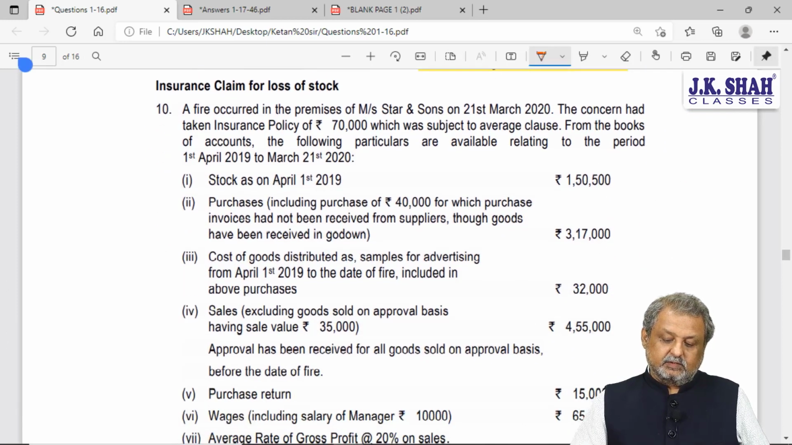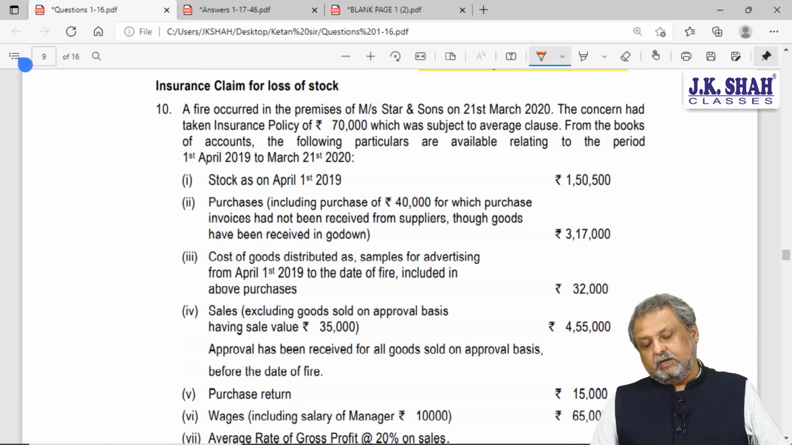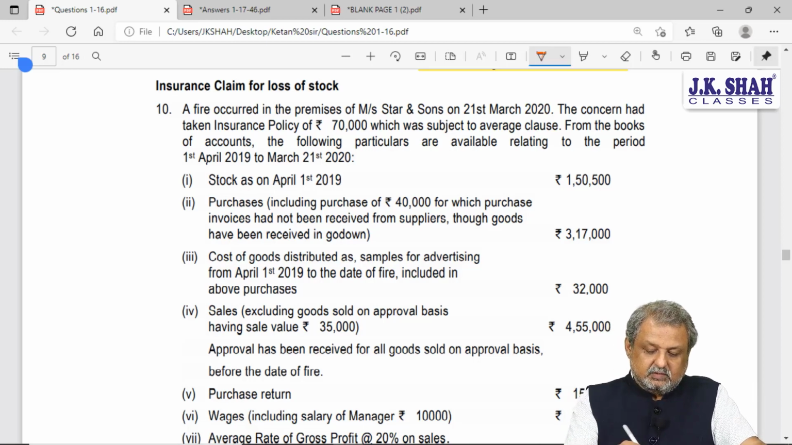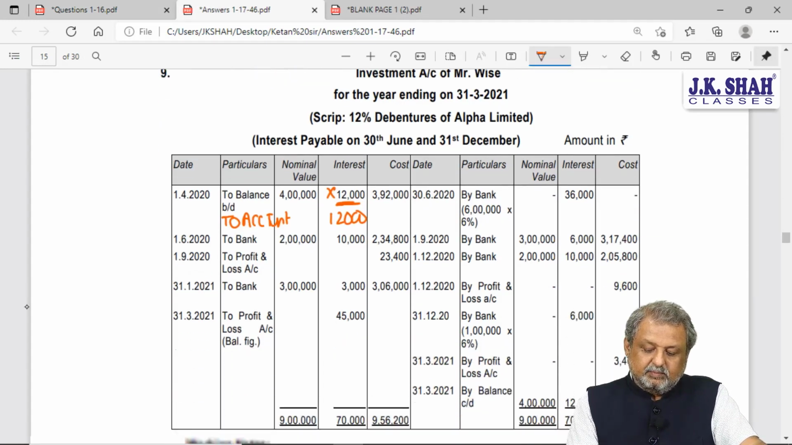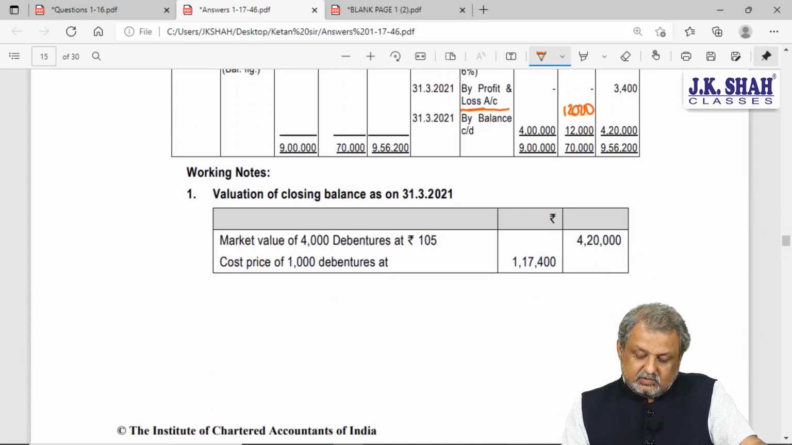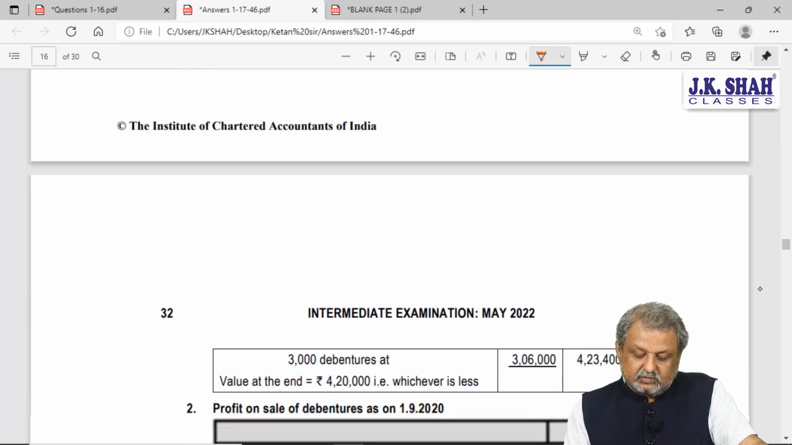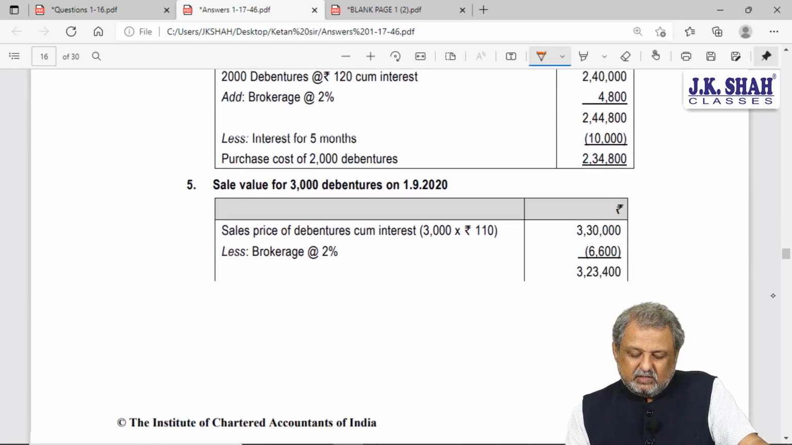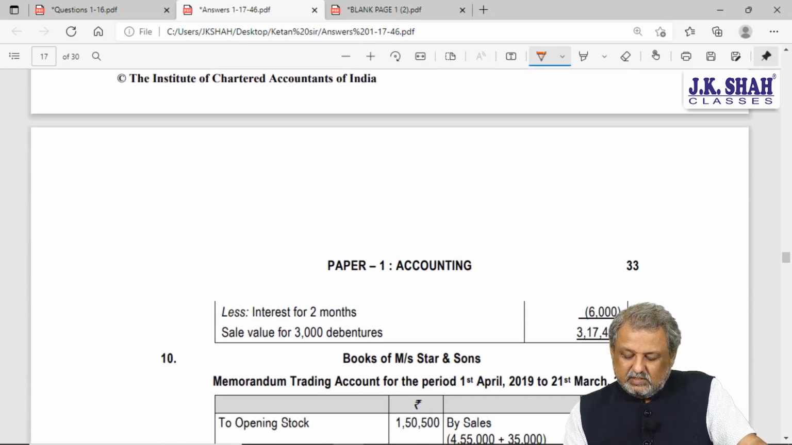Now going further. Insurance claim for the loss of stock. That's a very simple thing. For the loss of stock, you need to prepare a memorandum trading account. Again, this closing balance, instead of showing it here, you can show accrued interest as a separate entry. Don't show it as closing balance. Nominal accounts don't have balance. Here also they have prepared a number of working notes. Same thing we did.